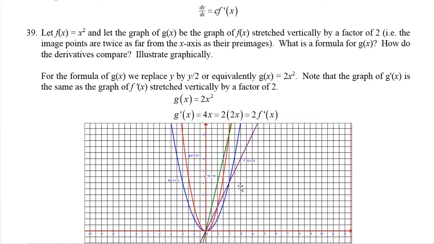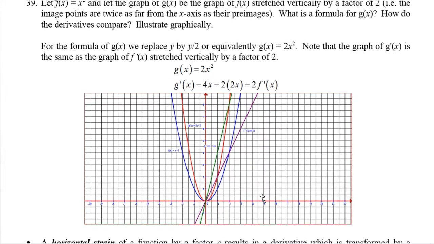To see this example here, let's start with y equals x squared, which is in blue here. And let's strain it by replacing y by y over 2, or equivalently g of x equals 2 times x squared. Y over 2 equals x squared. And so what is g prime of x? It's 4x, which is 2 times 2x, or 2 times f prime of x. And so we get a strain there.